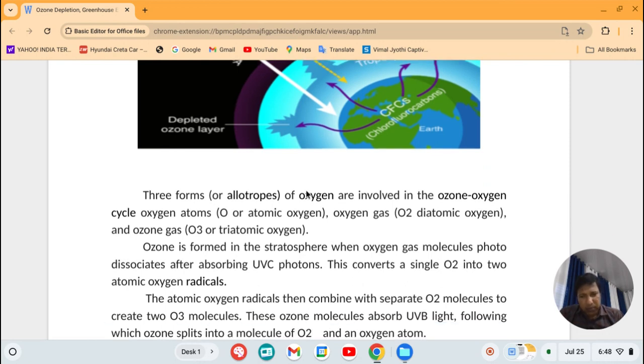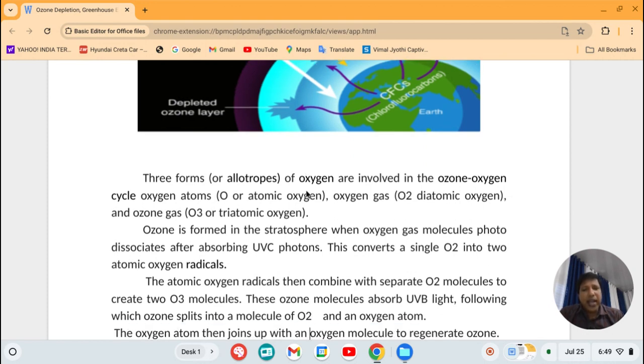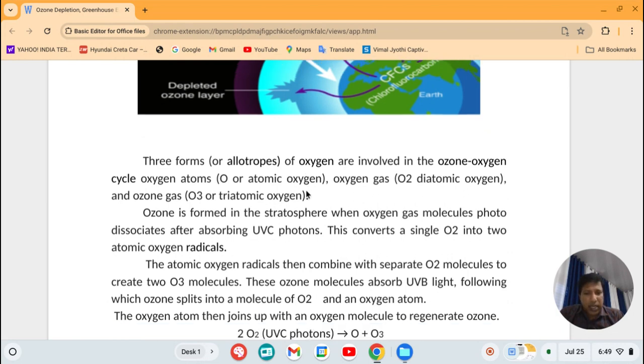Now these atomic oxygen radicals, when combined with a separate O2 molecule, O3 will be created. These ozone molecules absorb UVB light, following which ozone splits into molecules of O2 and an oxygen atom. The oxygen atom then joins up with an oxygen molecule to regenerate ozone.